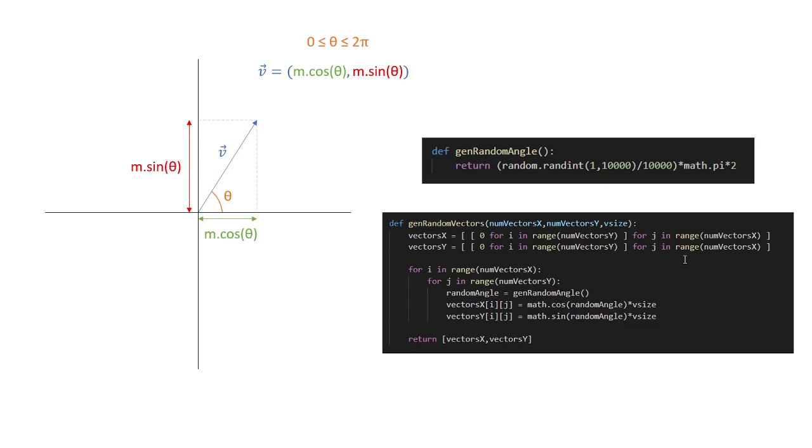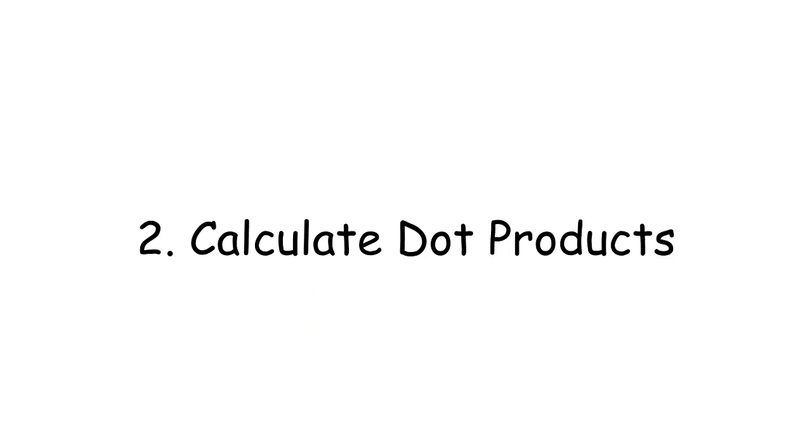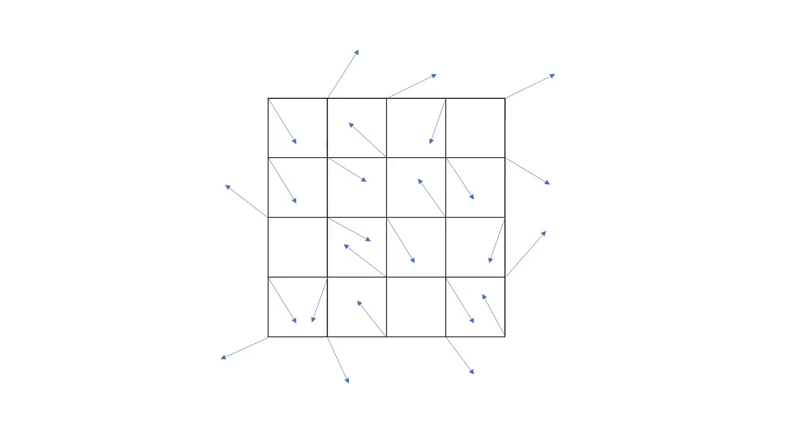And then we apply some trigonometric operations to this angle in order to obtain the coordinates of the vectors themselves. So once we have all of the vectors generated, what we need to do is to calculate dot products. Here we have the grid with the random vectors. And since the process of calculating dot products is the same for every square in the grid, I'm going to be focusing on one square in specific. So let's look at this square.